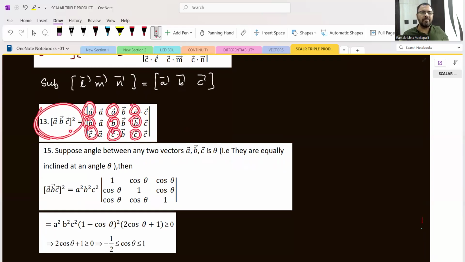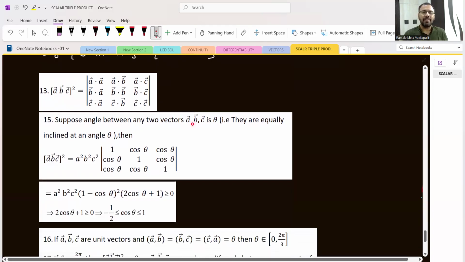This is a very, very important box ABC whole square formula. So box ABC whole square is equal to the determinant: first row A bar dot A bar, A bar dot B bar, A bar dot C bar. Second row, B bar dot A bar, B bar dot B bar, B bar dot C bar. Third row, C bar dot A bar, C bar dot B bar, C bar dot C bar. This is a very important and ultimate result in vectors, in the scalar triple product.